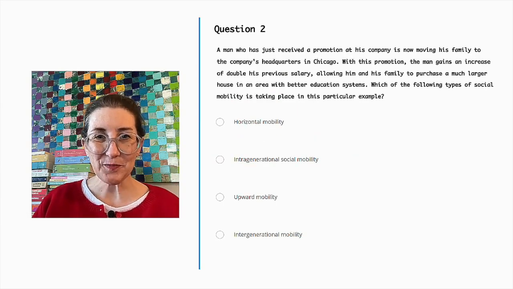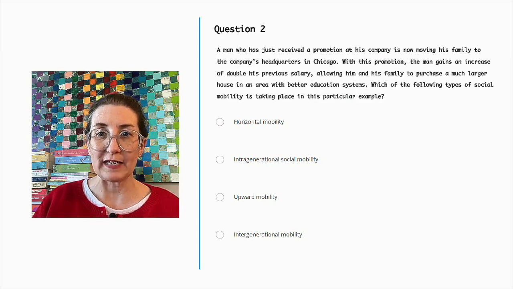Question number 2. A man who has just received a promotion at his company is now moving his family to the company's headquarters in Chicago. With this promotion, the man gains an increase of double his previous salary, allowing him and his family to purchase a much larger house in an area with better education systems. Which of the following types of social mobility is taking place in this particular example?